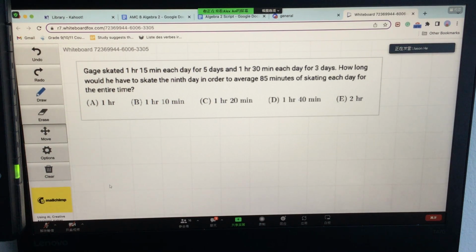So Gage skated 1 hour 15 minutes each day for 5 days and 1 hour and 30 minutes each day for 3 days. How long would he have to skate the 9th day in order to average 85 minutes of skating for the entire time? Give you a minute.